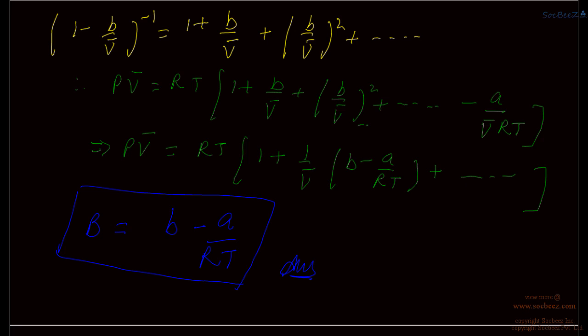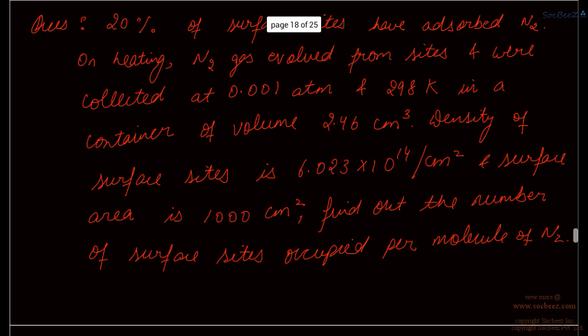The parameters like B are known as virial coefficients. So this we will be studying at a higher level. This is out of this scope, and this type of equation is known as the equation of state for real gases in terms of virial coefficients. Okay, so now let's move on to another question.